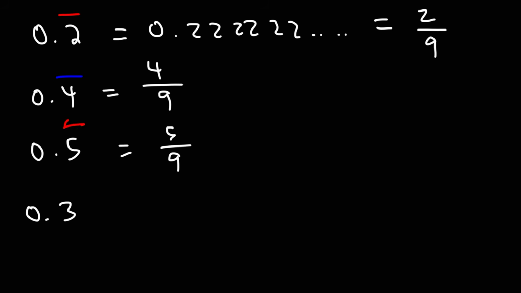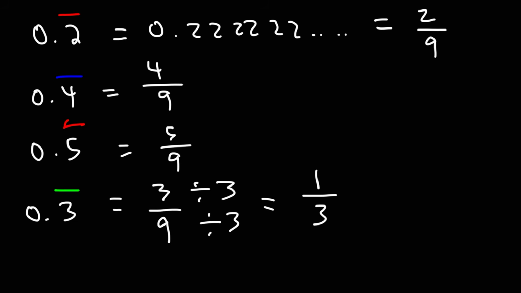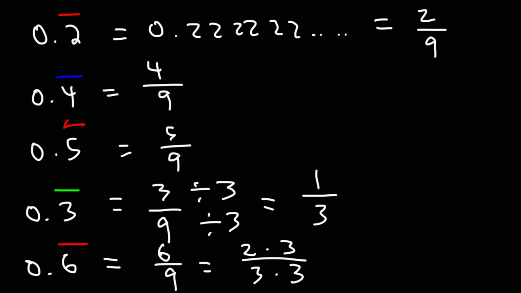0.3 repeating, this one is 3 over 9, but you can reduce it. If you divide the top and bottom by 3, this becomes 1 over 3. So 0.3 repeating is 1 over 3. 0.6 repeating, this initially is 6 over 9, but you can reduce that. 6 is 2 times 3, 9 is 3 times 3. So if you cancel a 3, 0.6 repeating reduces to 2 over 3.